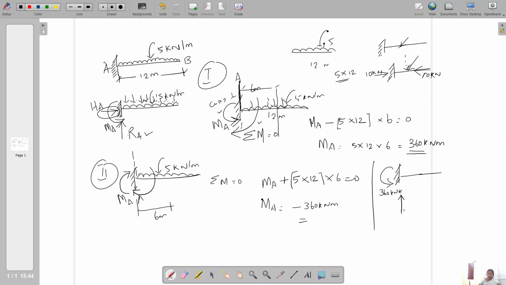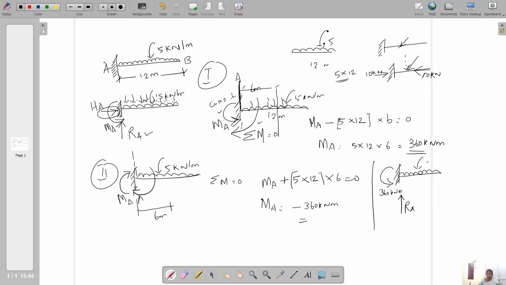Now calculate RA. In this equation, we need not include RA, because taking moment about A includes RA into 0 distance. There is no distance to multiply. So this RA will not be present in this step.